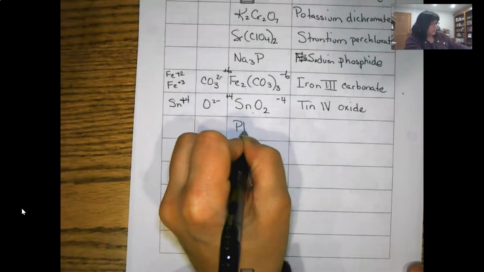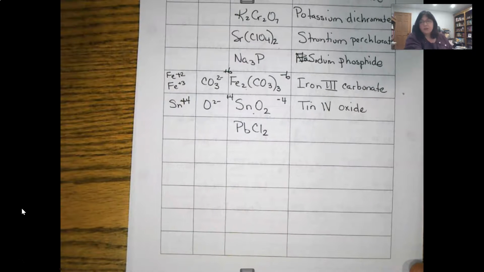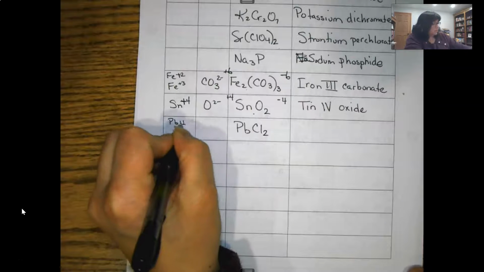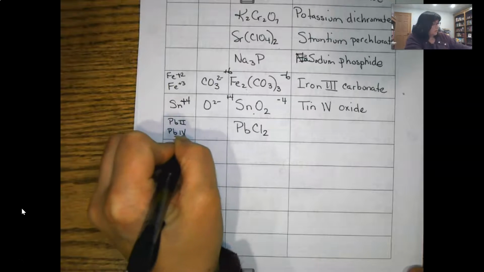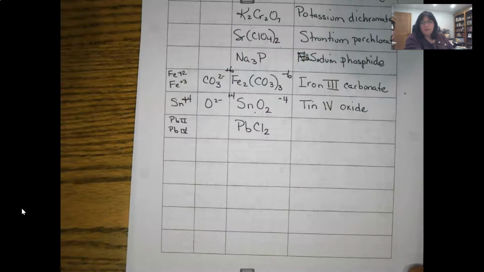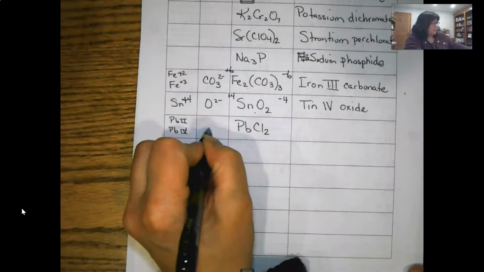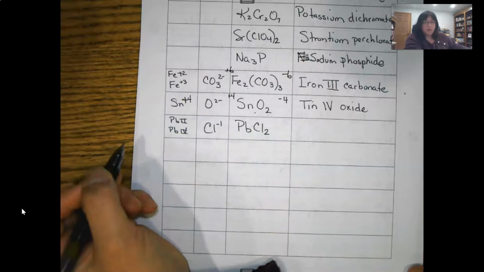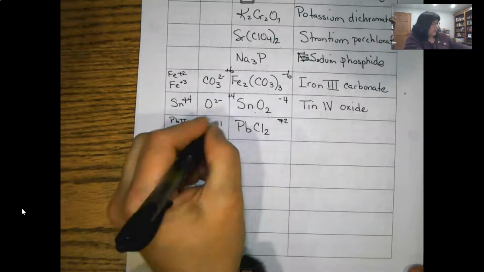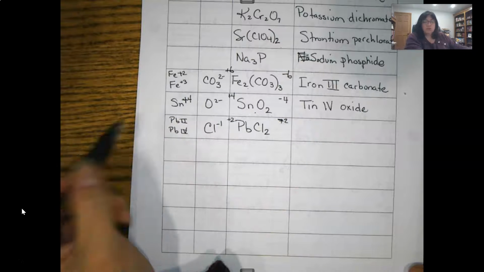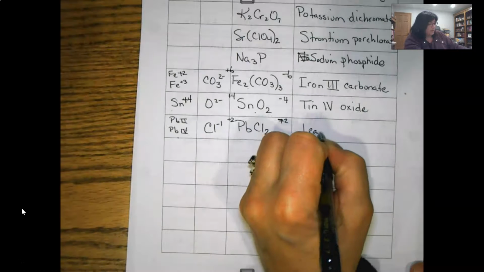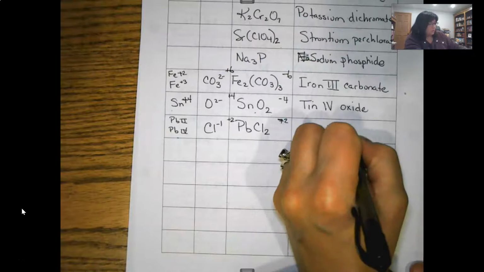Two more for practice, just to make sure you have this idea down. All right, lead. You look lead up, it can either be lead 2 or lead 4. Oops, those should be charges, not Roman numerals. Okay, I've got 2 chlorides. You know chloride is -1, so I have a total negative charge of 2. I need a total positive charge of 2, so this can't be lead 4, it must be lead 2 because I only have 1 lead. So lead 2 chloride.